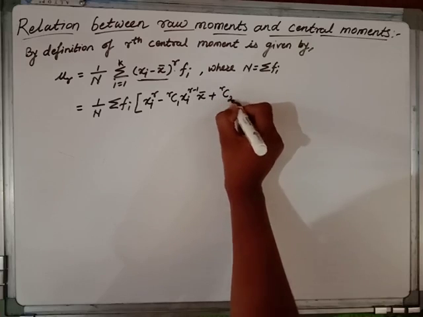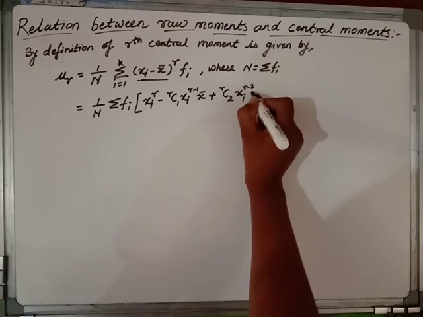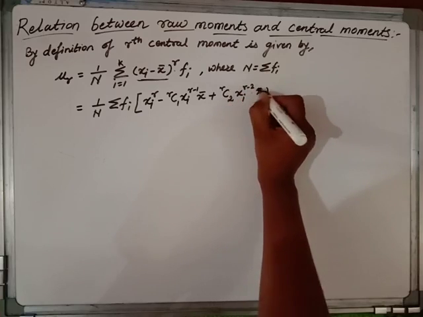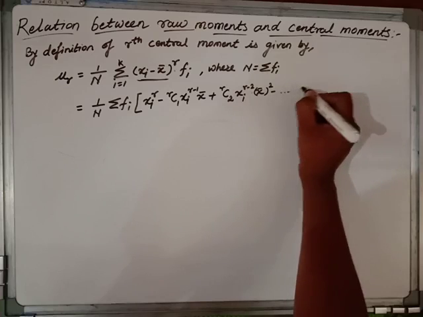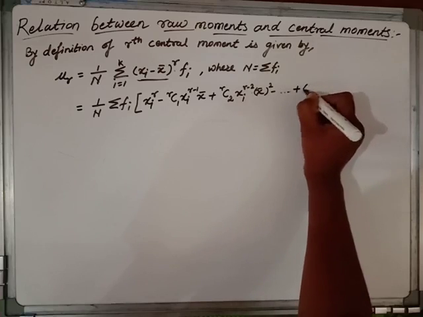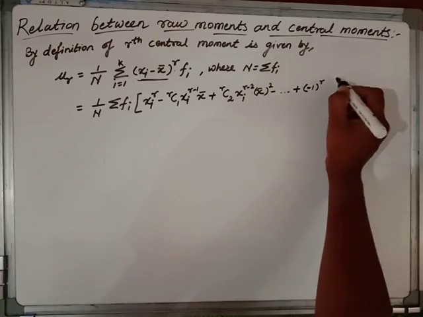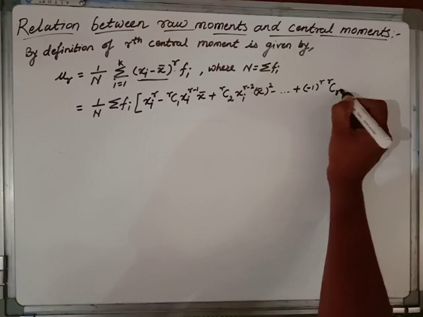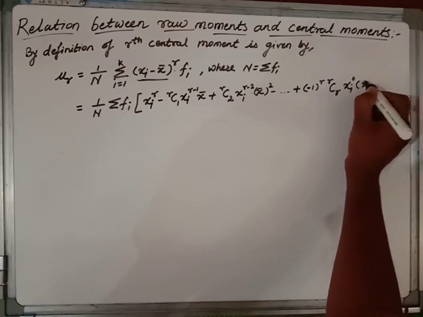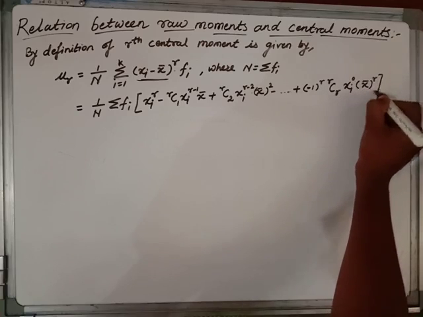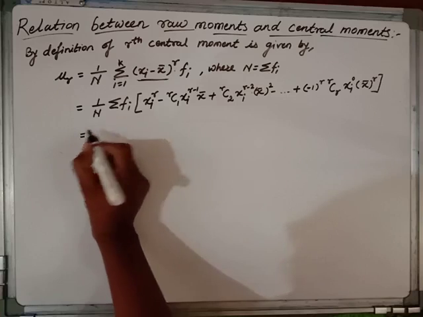plus rc2 xi raised to r minus 2 into x bar square, and so on up to plus minus 1 raised to r. Now it depends on the value of r. Here rcr xi raised to 0 and x bar raised to r. This is what we get using the binomial expansion. Fine. Now let us open the bracket.